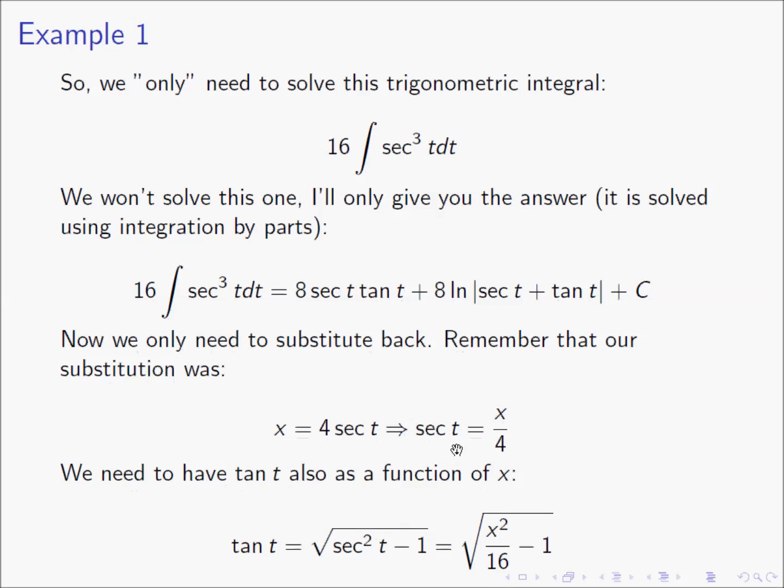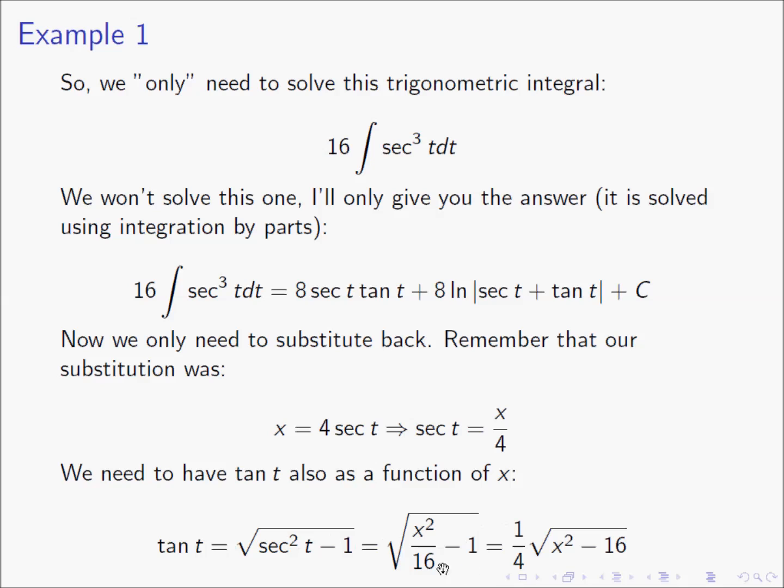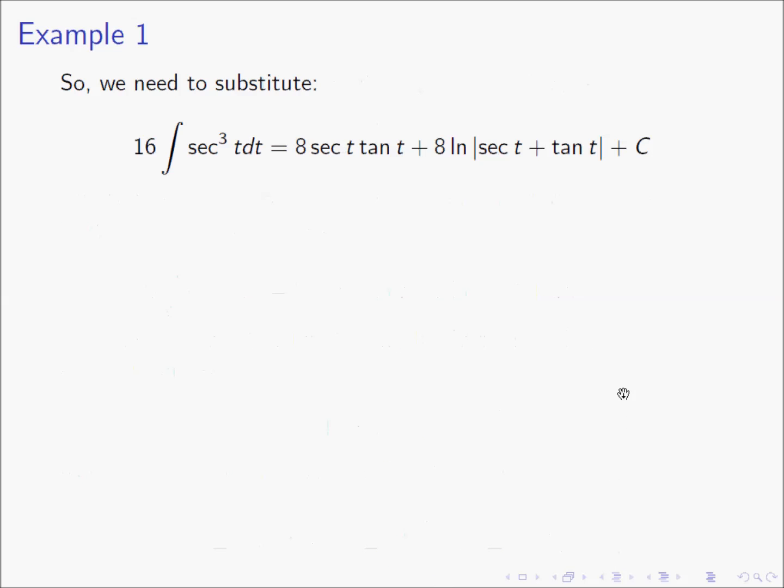So we had secant of t is x over 4. So secant squared is x squared over 16, minus 1. And we can take 1 over 16 out of the square root sign, and we can write this expression like this. Now we're ready to substitute back. This is the answer to the integral, and we have the expressions of secant of t and tangent of t as functions of x.